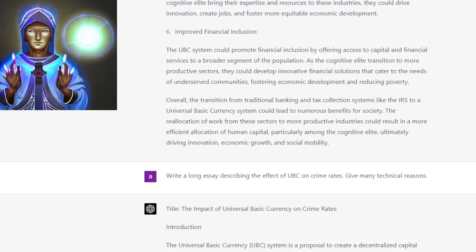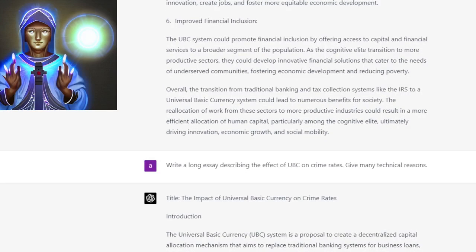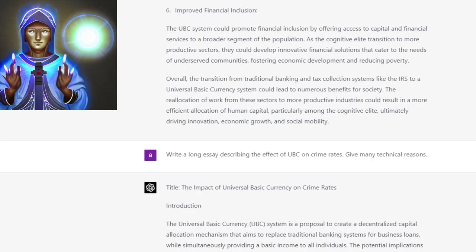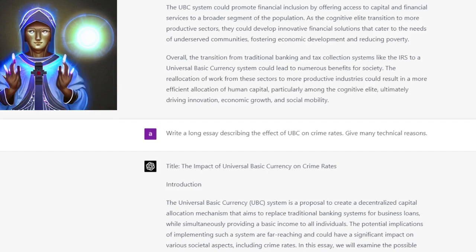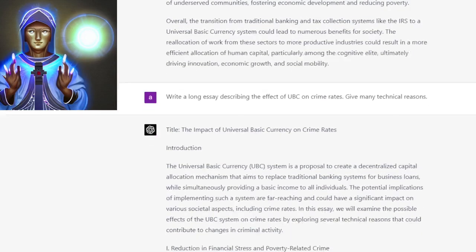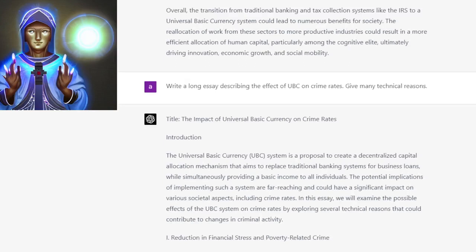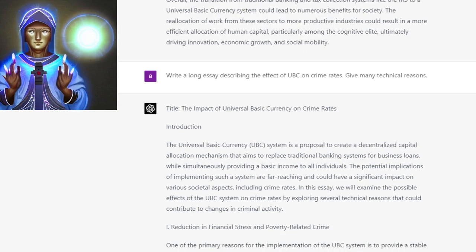The impact of Universal Basic Currency on crime rates. Introduction. The Universal Basic Currency (UBC) system is a proposal to create a decentralized capital allocation mechanism that aims to replace traditional banking systems for business loans, while simultaneously providing a basic income to all individuals.